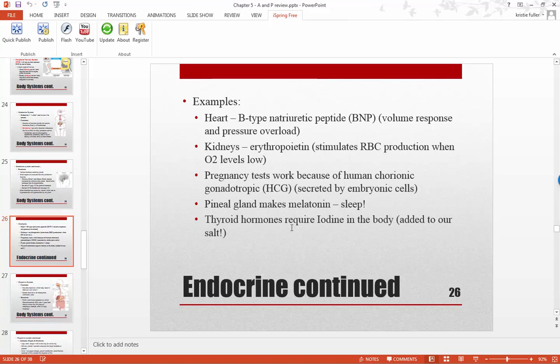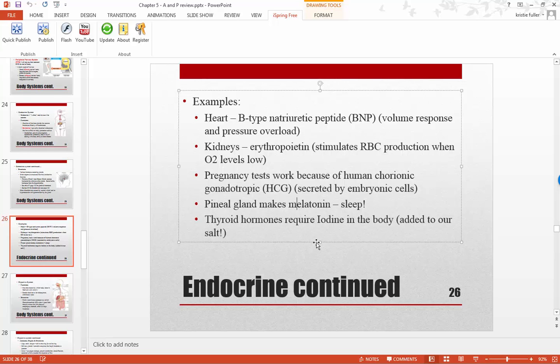Oops, too far. Some other examples, we have a BNP, a B-type natriuretic peptide. I can't say that right. It has to do with the heart. You have erythropoietin. That's a hormone that stimulates red blood cell production if oxygen gets too low. Pregnancy tests work because of hormones, the HCG. Your pineal gland works with sleep, making melatonin to help you sleep. So there's all sorts of different hormones in your body. This is a very small list compared to all the different ones.